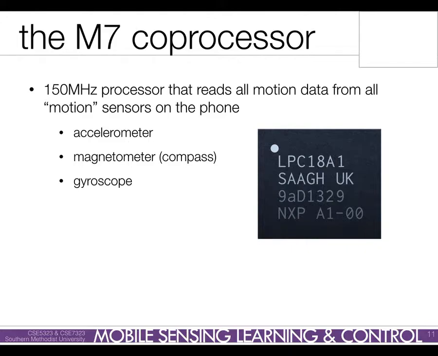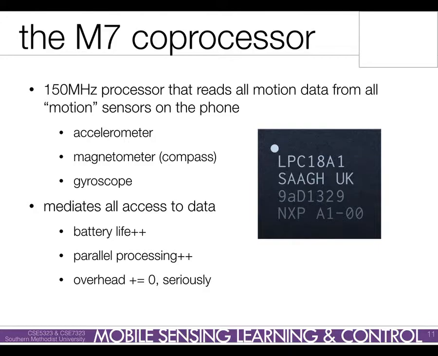And if you're on the main CPU of the phone and you want access to any of this, you have to query the M7 coprocessor. Okay? So what does that mean? That means you get a lot longer battery life because this processor is an extremely low-power chip. It is optimized, and it's only running at 150 megahertz. It's not running at the full CPU cycles that this chip is doing. And the only thing that it has to do is sample accelerometer data that's coming in.